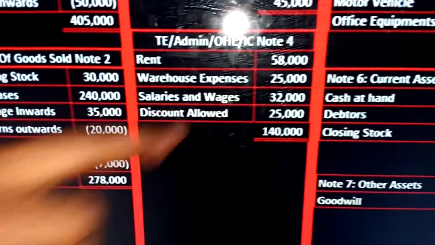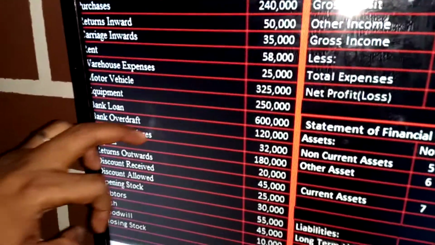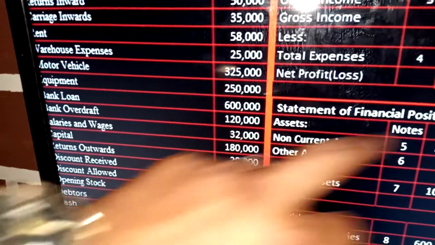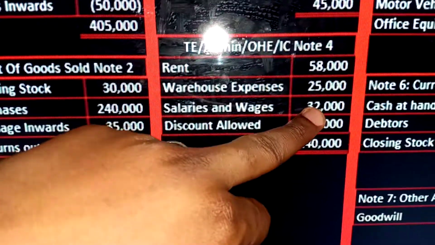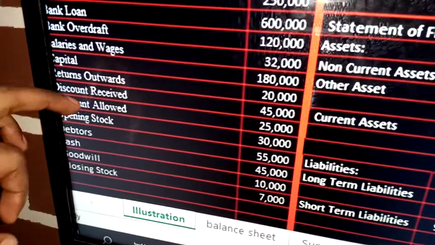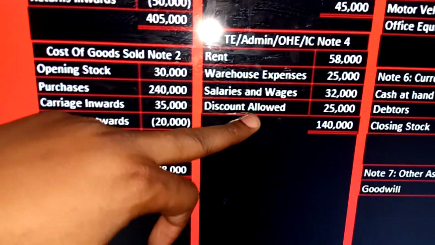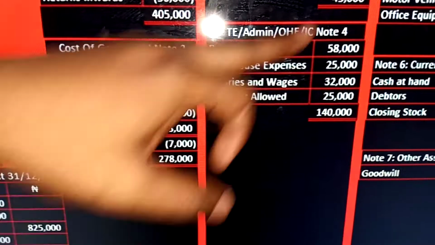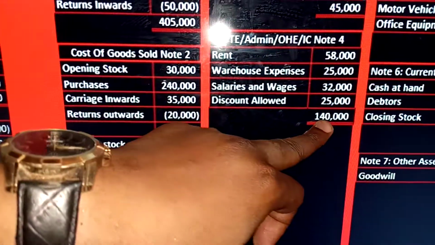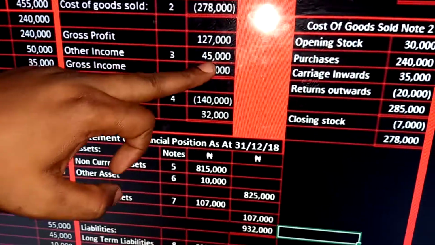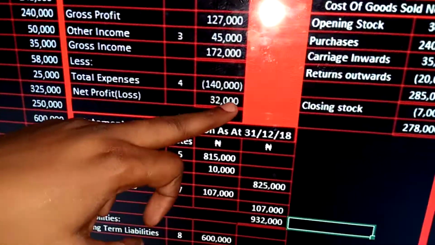That's what you have here. We have salaries and wages. From the question, our salaries and wages here is 32,000. That's what you have here. Then we have discount allowed. The question, discount allowed here is 25,000. That's what you have here. So from the question, we're able to identify 4 items: rent, warehouse expense, salaries and wages, and discount allowed. So when you add all together, you have 140,000. So that is what we have here as total expense. So when you take out total expense from your gross income, you have your net profit, which is 32,000.